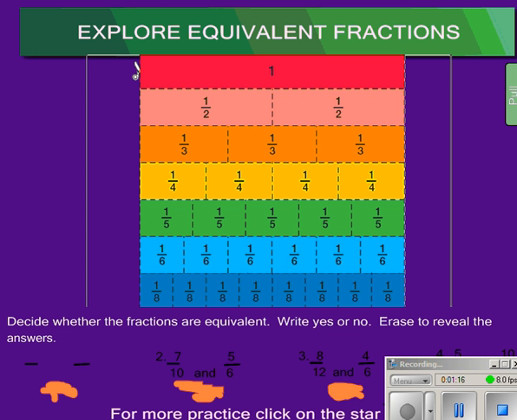Okay? So, looking at equivalent fractions. Equivalent fractions are basically fractions that take up the exact same space, even though they may have different denominators and numerators. If we take one whole thing, we can divide it in half, thirds, fourths, fifths, sixths, eighths, and so on and so forth. You are going to decide whether fractions are equivalent, yes or no.